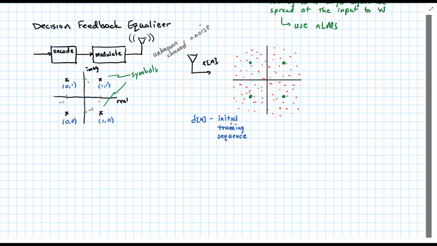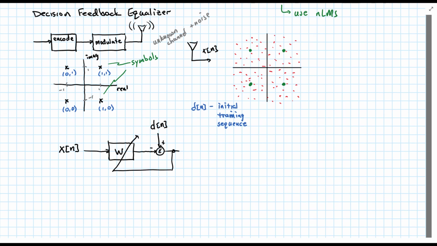So we will use our initial training sequence to try to train an adaptive filter the best that we can to compensate for our distortion. So this system looks just like we expected it to look, like something we've seen before. The dn is our initial training sequence, and so xn is going to be our filtered training sequence, at least for the first few samples.